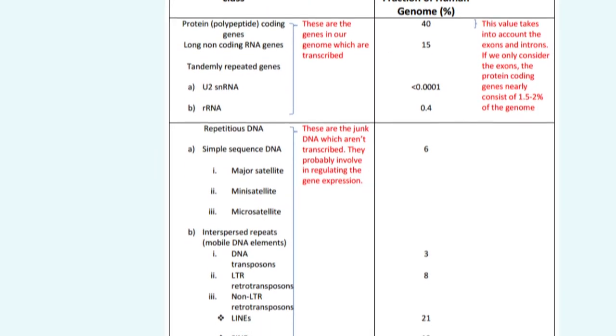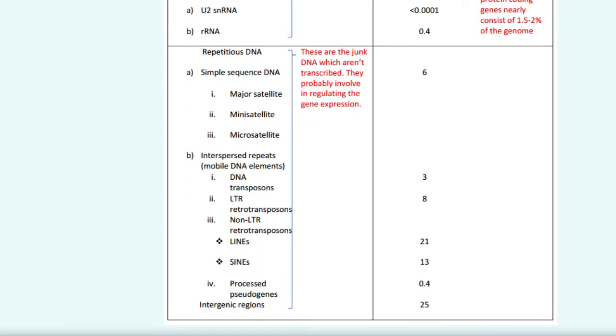The junk DNA isn't transcribed and is probably involved in regulating the gene expression. This also consists of the repetitious DNA and intergenic regions. The repetitious DNA includes simple sequence DNA and interspersed repeats, or we can say mobile DNA elements. The simple sequence DNA contains 6% of our genome and is divided into major satellite, minisatellite, and microsatellite.